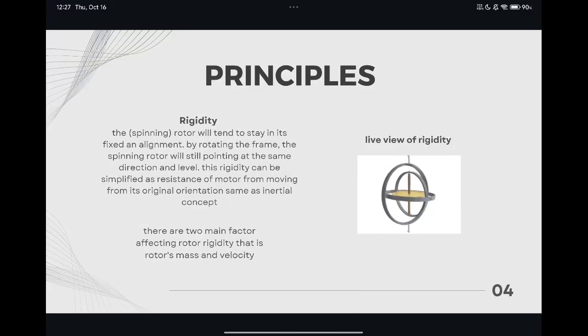There is an example video on the right showing rigidity property of the gyroscope. As you can see, the spinning rotor does not move. Only the gimbal and the housing move.